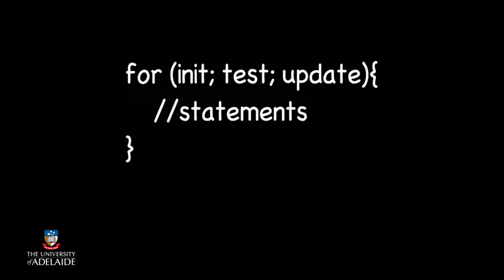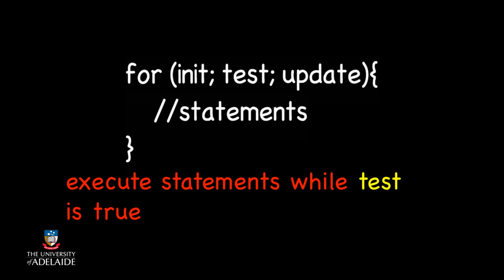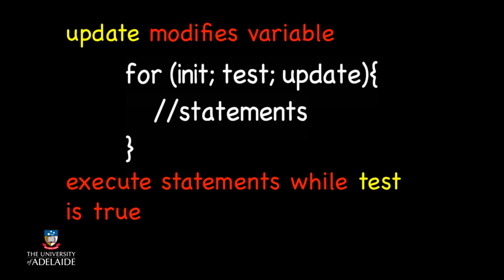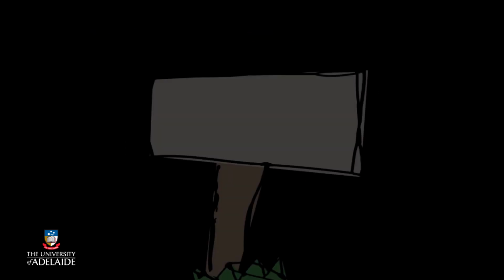The brackets associated with the for structure enclose three statements: init, test, and update. The statements inside the block are executed continuously while the test statement is evaluated to true. The update is used to modify the variable in the init statement after each iteration.